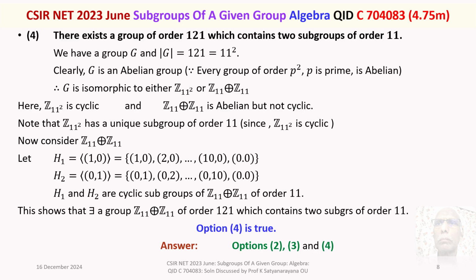We have asked a question. For Z11 plus circle Z11, how many cyclic subgroups of order 11 are there? We have shown only 2. How many? That was the question. And the answer we know. Therefore, I will revise option 4 and discuss the case.